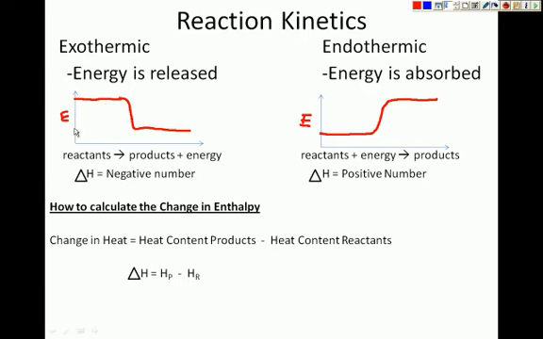So if this number was 10, then this number is going to be maybe 50, and our change in enthalpy will be 10 minus 50, which will give us a negative number. And over here on an endothermic reaction, if this was 10 and this was 50, it'll be 50 minus 10, which will give us a positive number, or in other words, in this example, positive 40. Okay, so it's a very easy calculation. Change in enthalpy is products minus reactants.